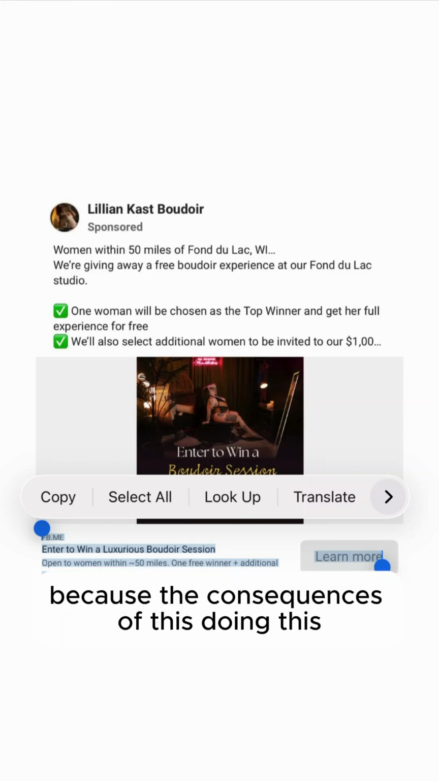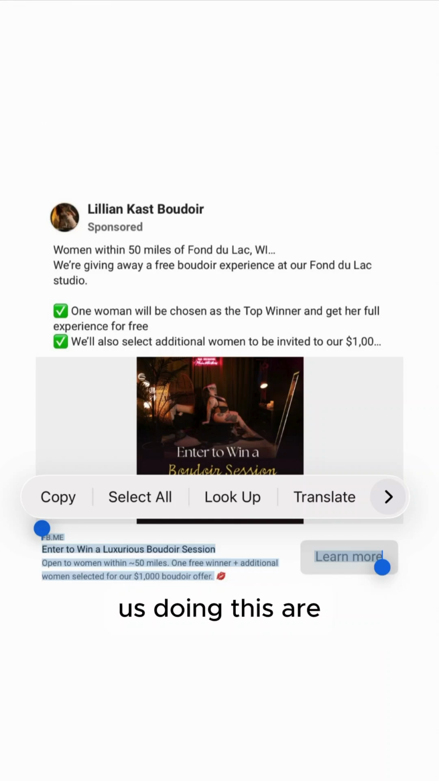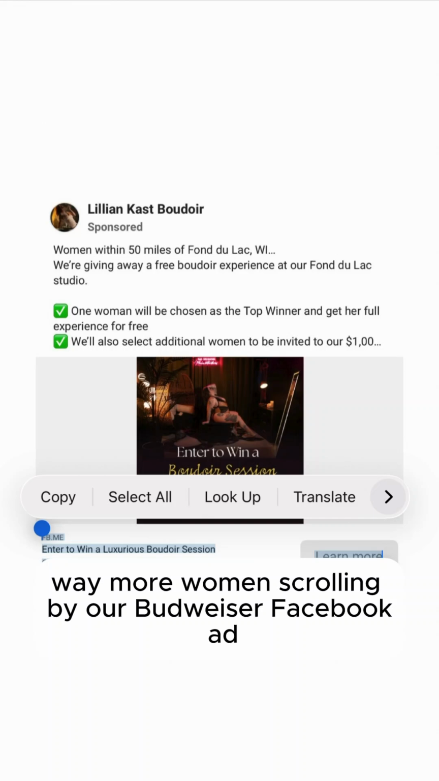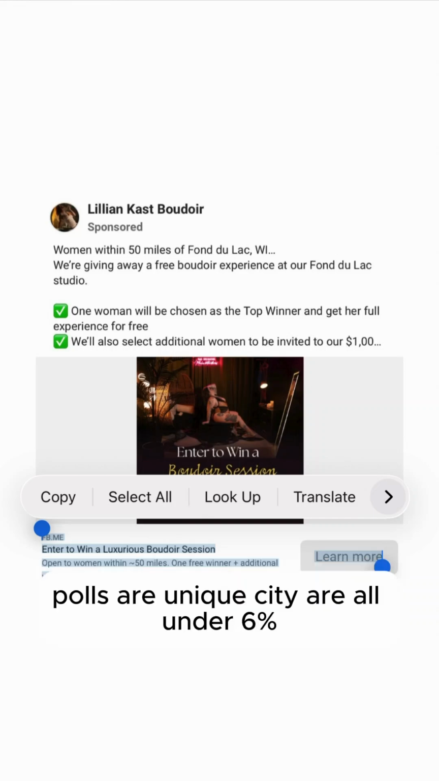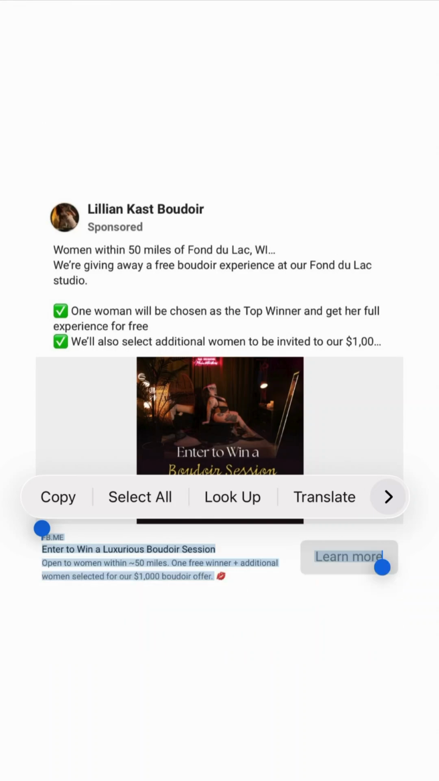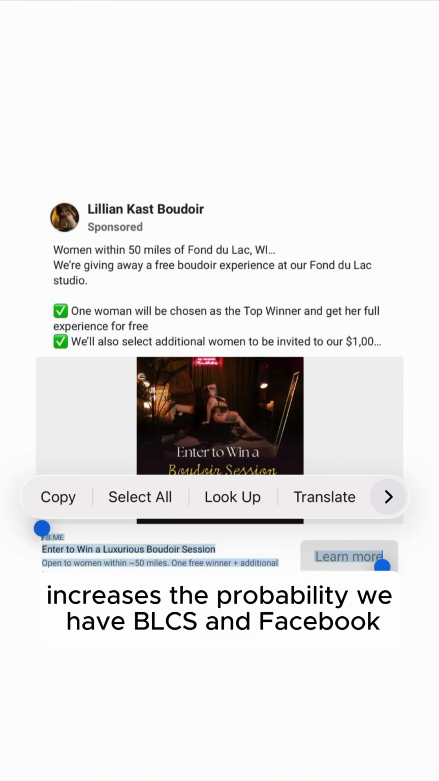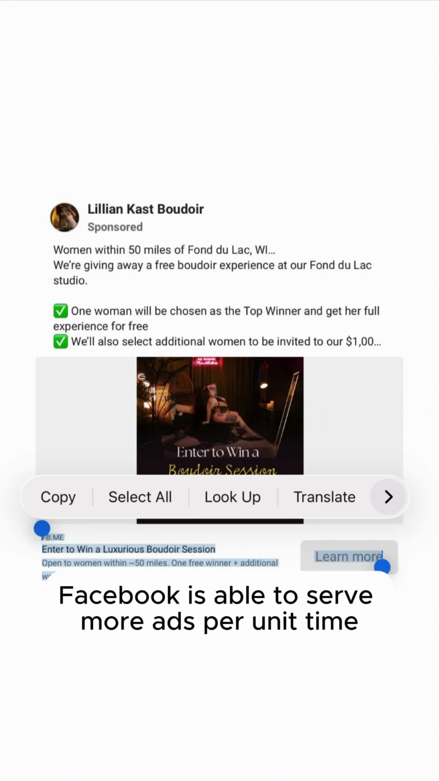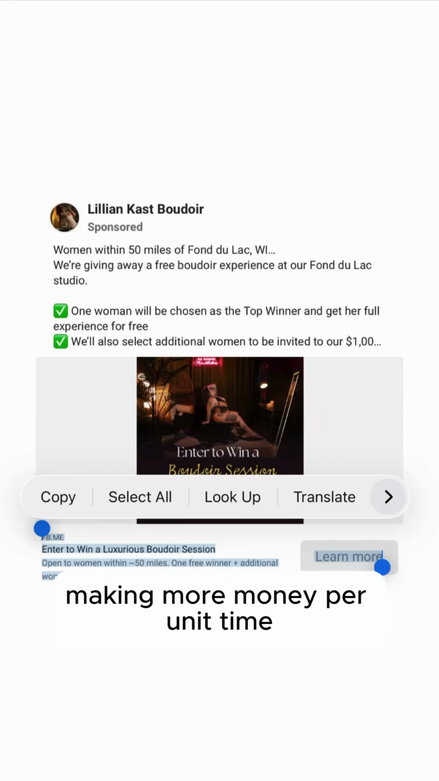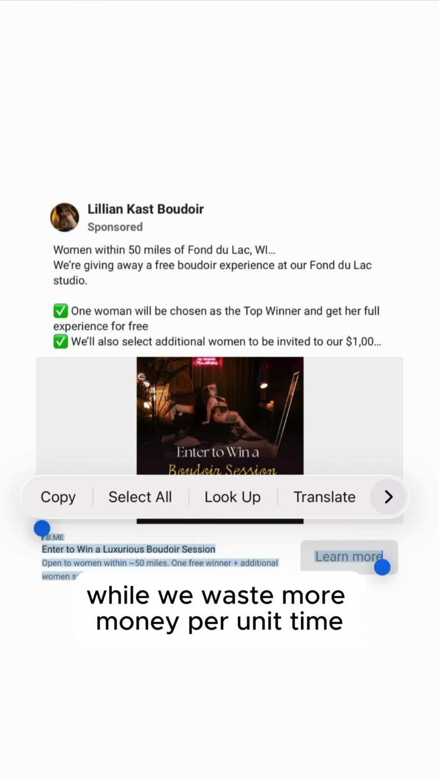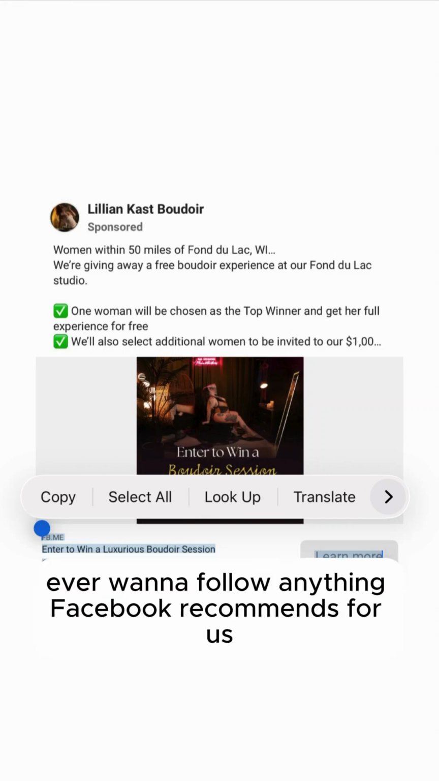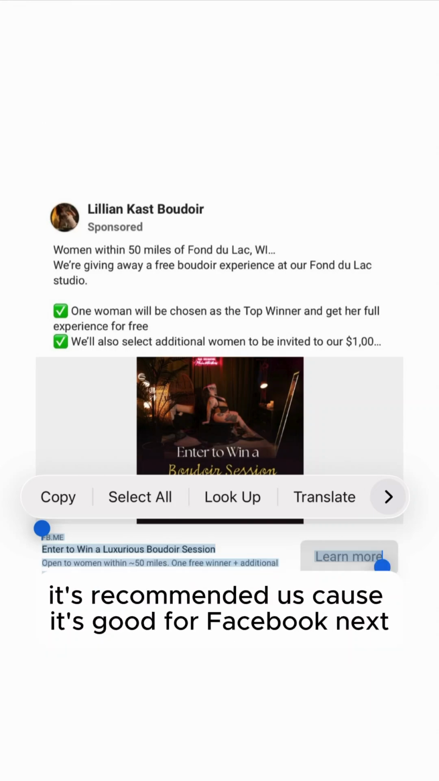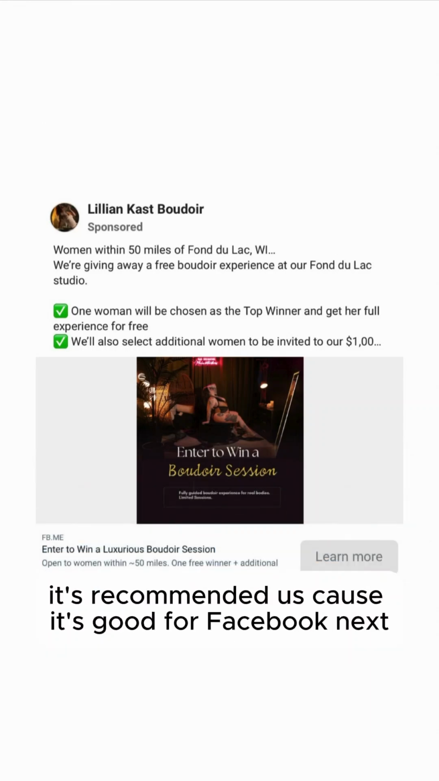Because the consequences of us doing this are we get way more women scrolling by our boudoir Facebook ad, pulls our unique CTR under 6%, increases the probability we have BLCS. And Facebook, since more women are scrolling by our ads per unit time, is able to serve more ads per unit time, making more money per unit time while we waste more money per unit time. We never, ever want to follow anything Facebook recommends for us. It's recommended to us because it's good for Facebook.